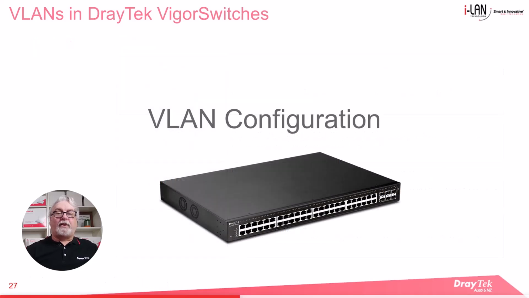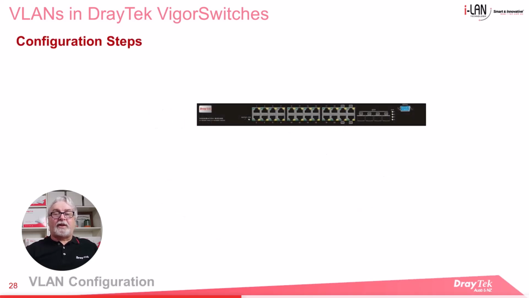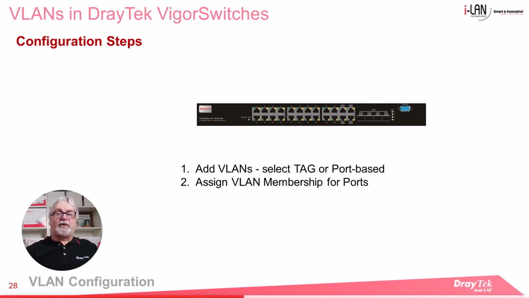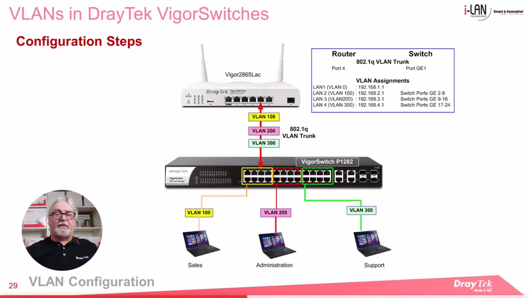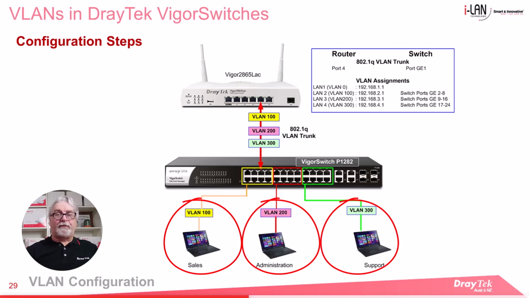Let's now look at how to configure VLANs in DrayTek VigorSwitches. The configuration steps when setting up VLANs in VigorSwitches are: add VLANs, select tag or port based, assign VLAN membership for ports, assign a port as a trunk port, and configure ports. Let's go through the configuration steps for the example shown here, where we have 3 VLANs assigned to 3 groups of ports. Also, one of the switch ports will be an 802.1q trunk coming from the router.